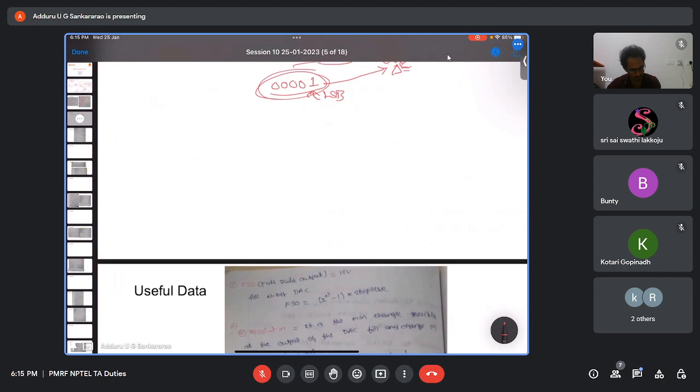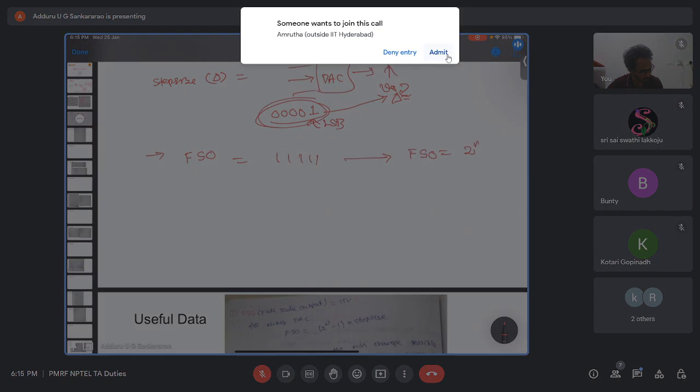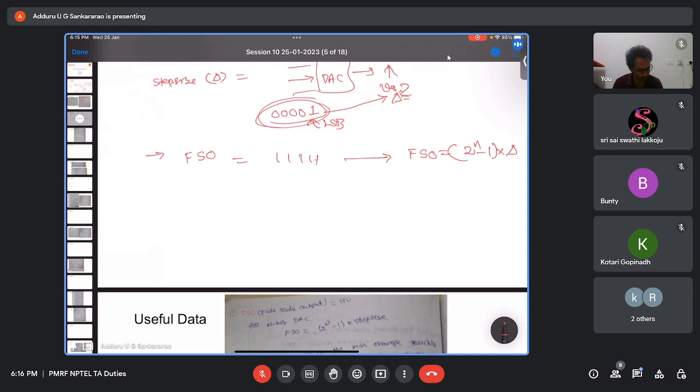Another thing is called full scale output, or full scale reading. When all the inputs of the DAC are 1, the output is the full scale output. Generally, it is 2 power n minus 1, where n is the number of bits, into the step size of the DAC. Let's say a 4-bit one: 15 into step size. Step size is 1 volt, so it can go up to 15 volts. That is the full scale output.